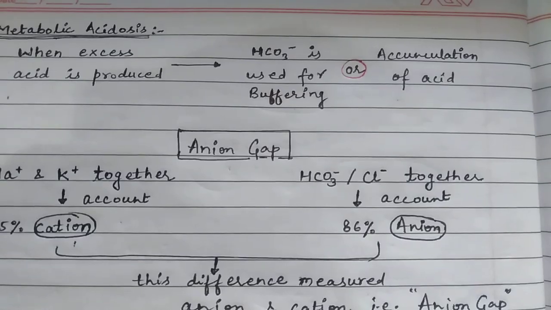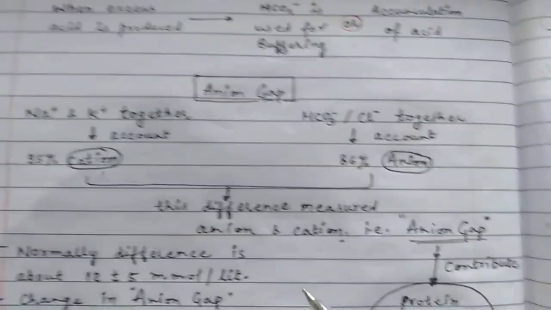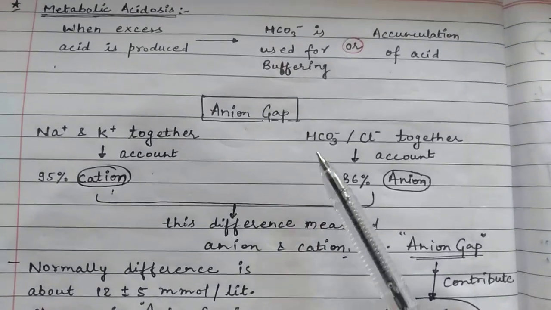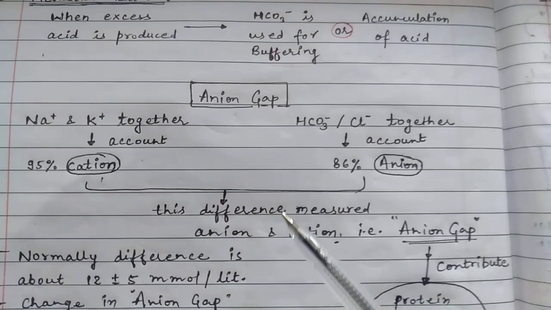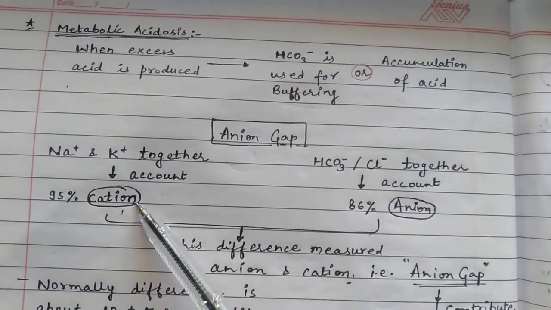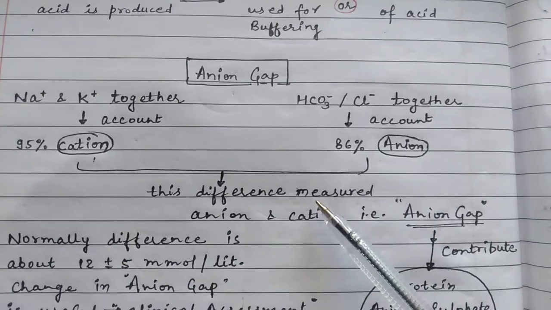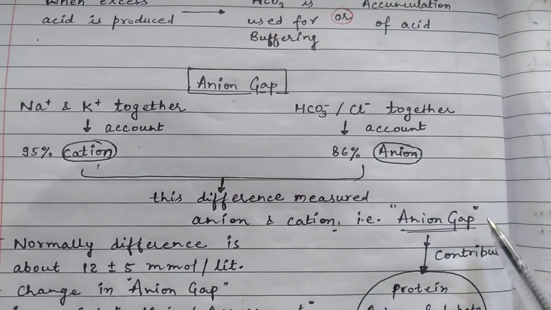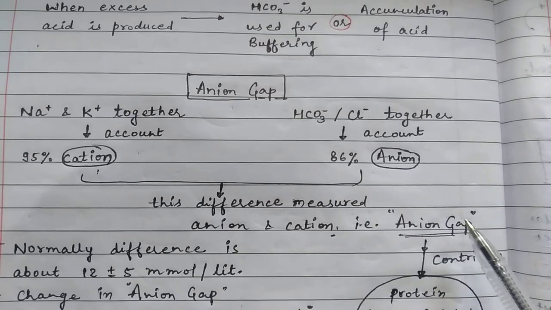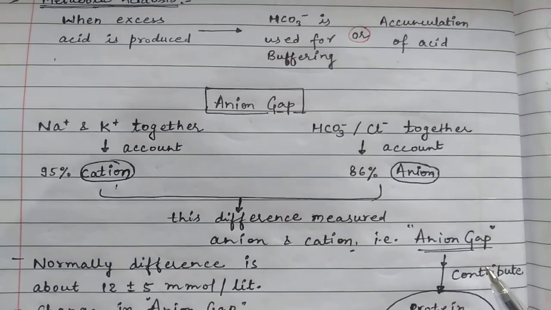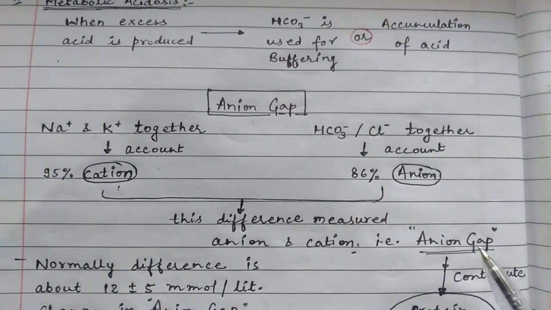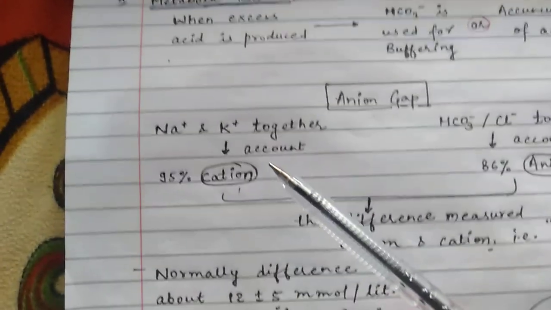Yes students, then we will discuss the anion gap. The anion gap depends upon the cation and the anion. The difference between anion and cation is known as the anion gap. You can understand how the anion gap is created from here.